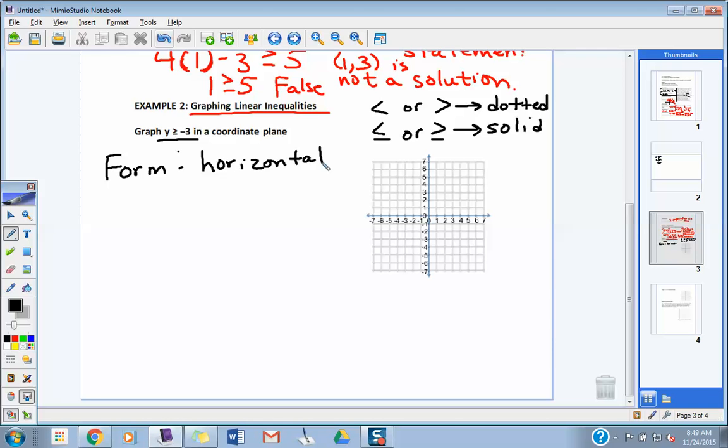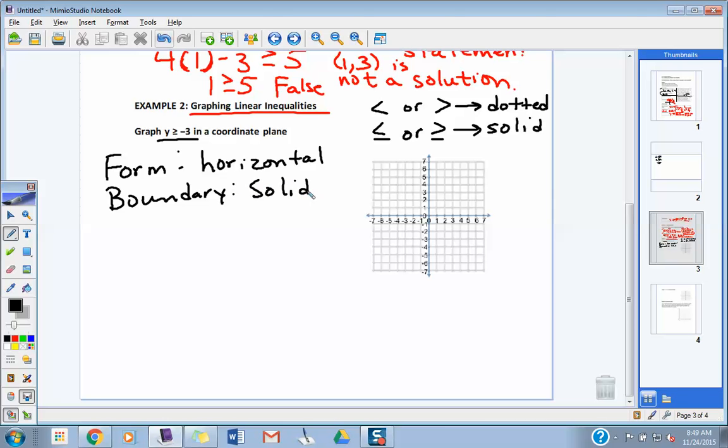Okay. Then the second question I like to ask myself is the following. What kind of a boundary line are you going to have? Will your boundary line be solid or dotted here, kiddos? Be solid. The equal sign in the inequality says solid.